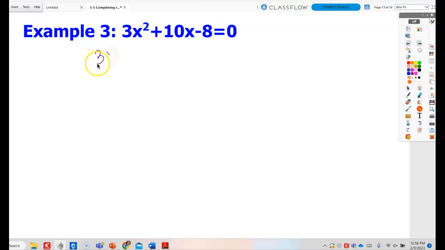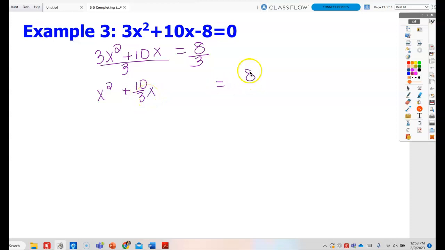Here, I could technically move the 8 first and then divide by 3. But again, the order doesn't matter. So I end up with x squared plus 10 thirds x equals 8 thirds.